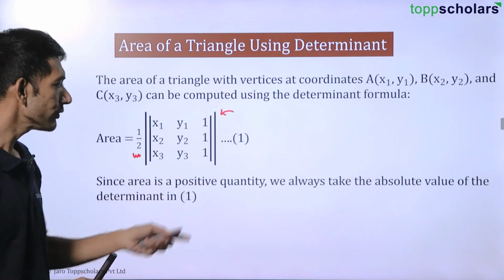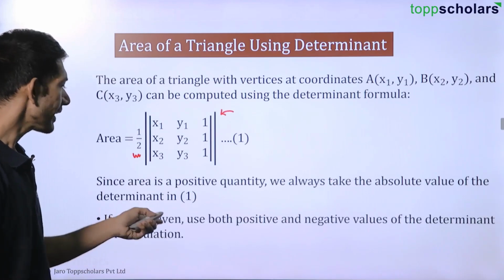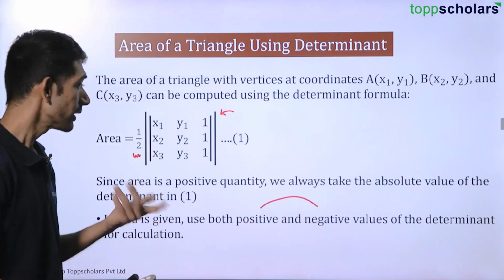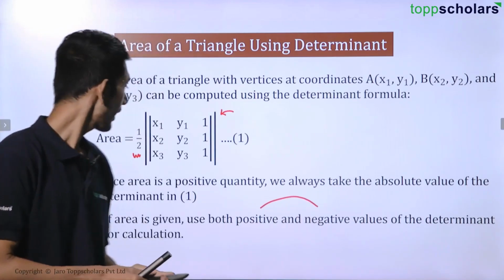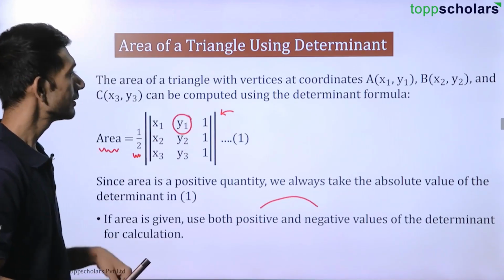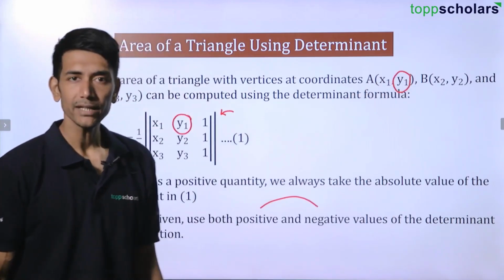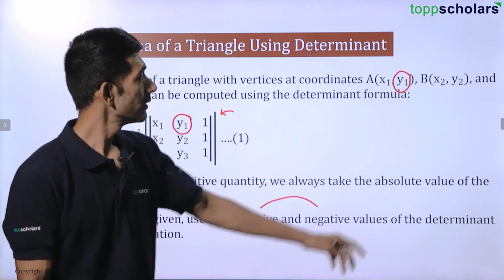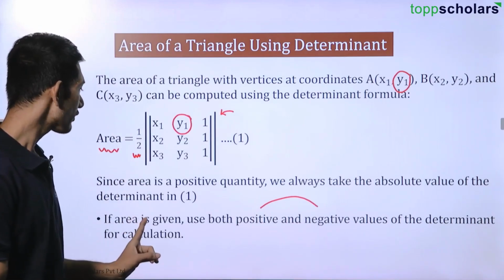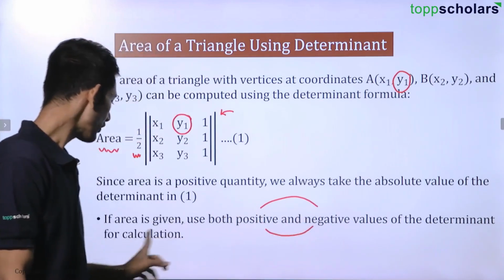Since area is positive, we always take the absolute value of the determinant, correct? If area is given, use both positive and negative values of the determinant for calculation. Yes, very interesting. Sometimes they can give you the area and they might tell you to find out y1. But what is y1? It is a coordinate. Now, can a coordinate be negative? It can be negative. So in this case, the coordinates you can get negative, but area will always be positive. So if area is given, use both positive and negative values of the determinant for calculation.